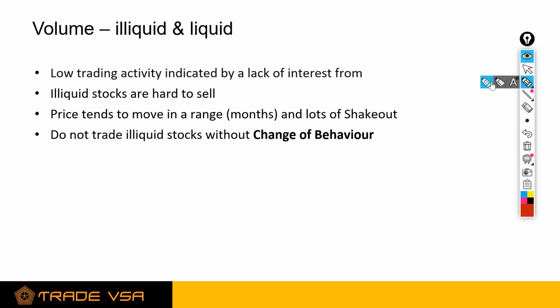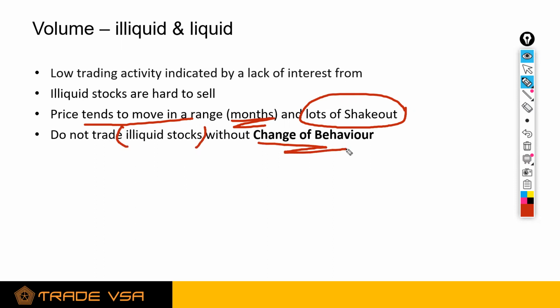Okay, now illiquid stocks also tend to move in a range for months. Obviously they move in a range for months. Okay, and lots of shakeup is going to happen in this range, because this is a range that lots of people are not into these counters yet. Okay, so again, this is very important. If let's say the stock is illiquid, without change of behavior, avoid. Illiquid without change of behavior, avoid.